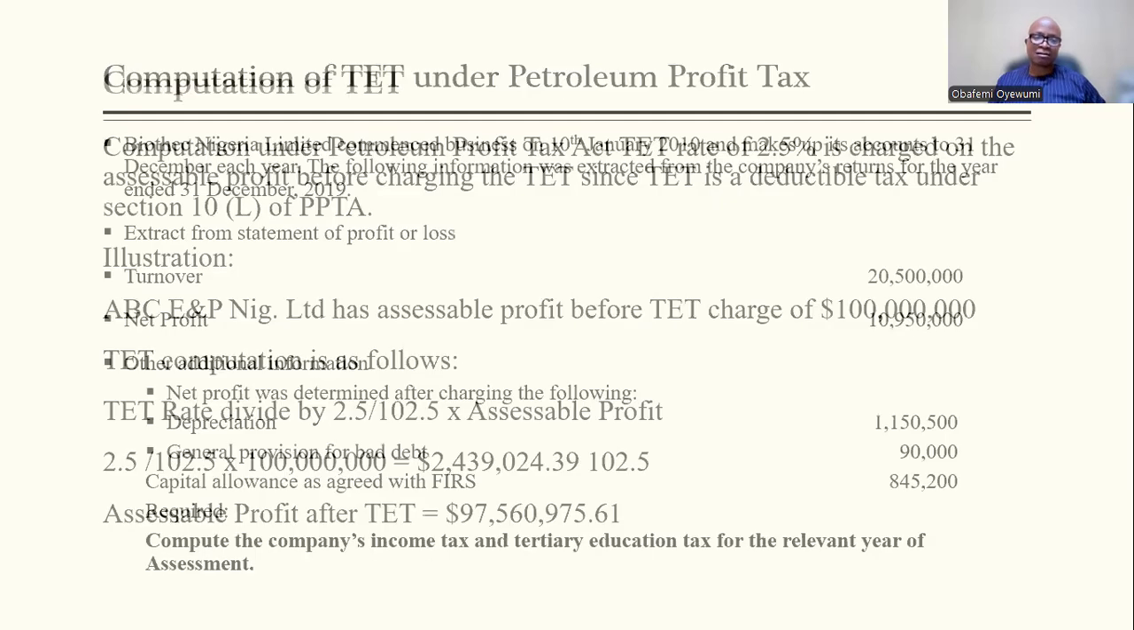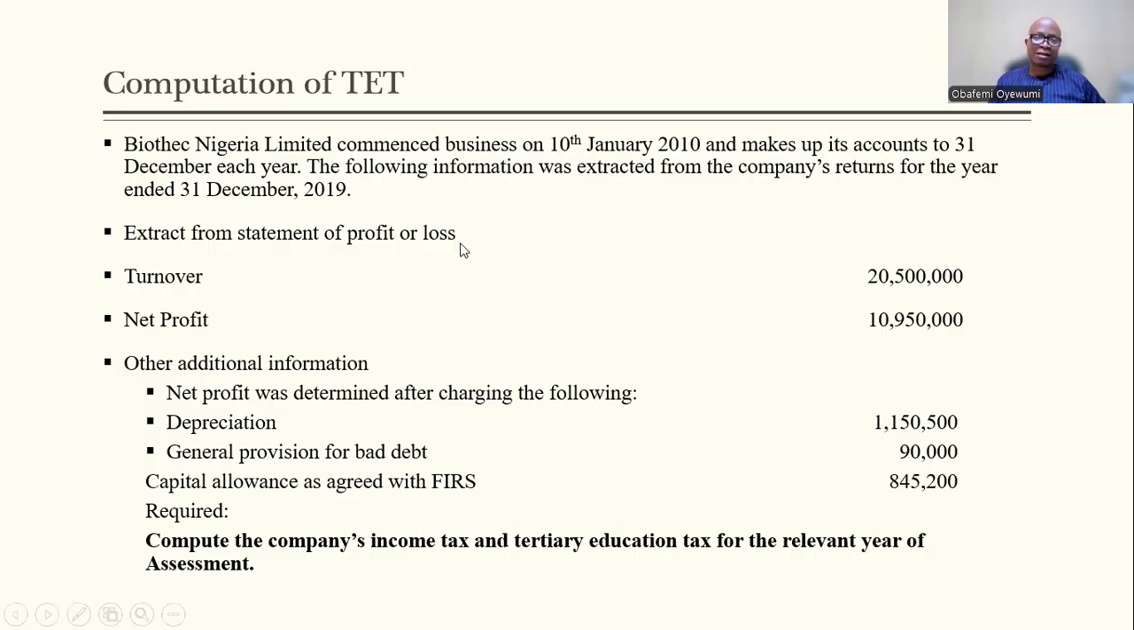All right, so that's the way to compute tertiary education tax. Now let's look at a particular example again. Biotech Nigeria Limited commenced business on 10th January 2010 and makes up its accounts to 31st December each year. The following information is extracted from the company's returns for the year ended 31 December 2019. Extract from statement of profit or loss: turnover 20,500,000 naira, net profit 10,950,000 naira. Additional information: net profit was determined after charging the following: depreciation 1,150,500 naira, general provision for bad debt 90,000 naira, and the capital allowance as agreed with FIRS.